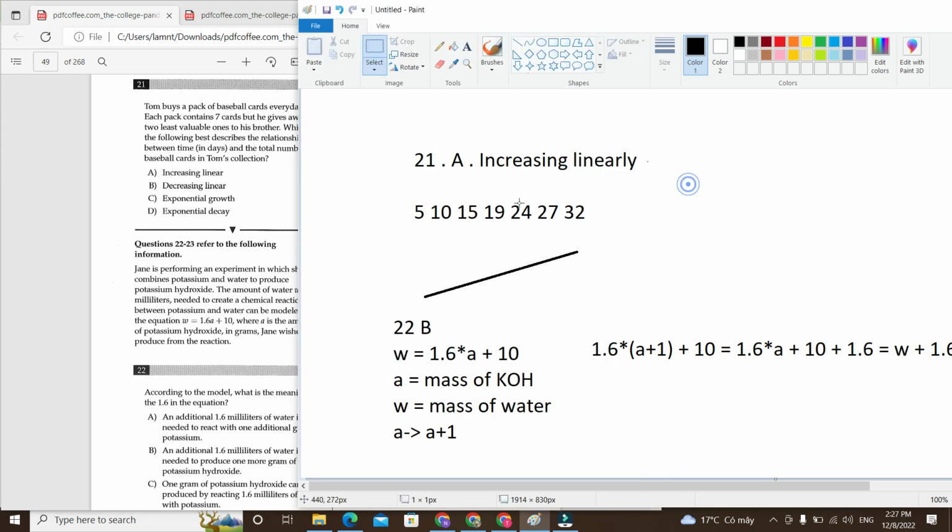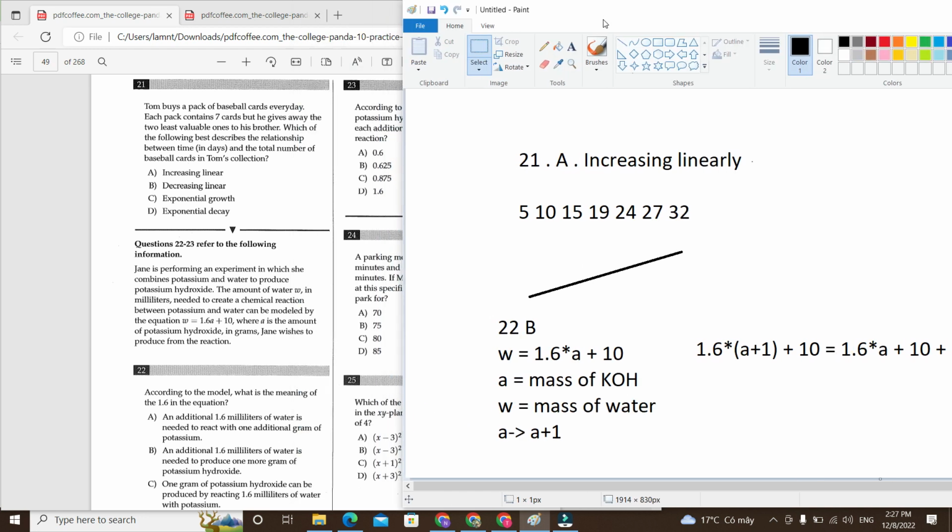So you can see that, for example, he has 7 cards, right? Each day he gives away 2, so he's left with 5, right? Let's assume the second day is also the same. So 5 plus 5 is 10, and the third day is also the same. So 10 plus 5 is 15. You can see for the first 3 days, Tom was getting 5 each day, right?